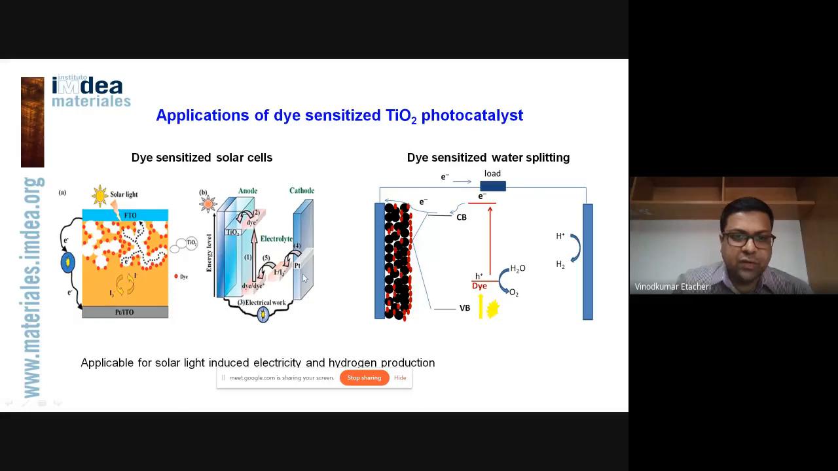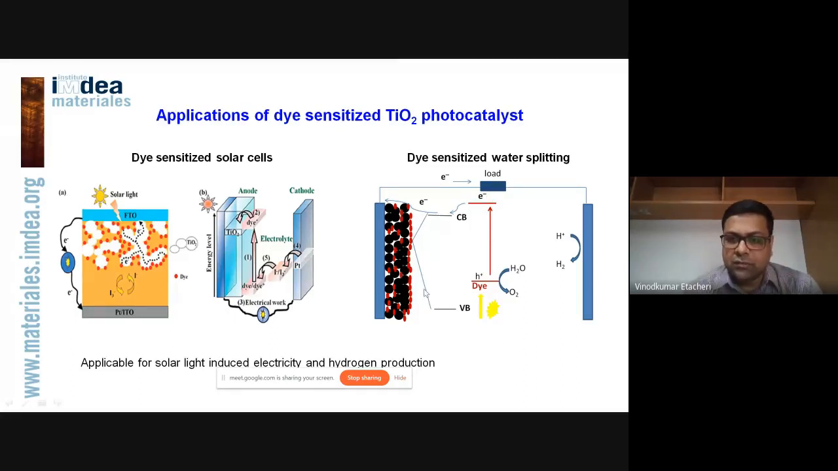This is another kind of cell. It's using different type of electrodes. So this can also be used for water splitting. So here you can see the TiO2 with the dye, a different type of dye, and valence band to conduction band reaction. So the dyes can excite electrons, and then transfer.